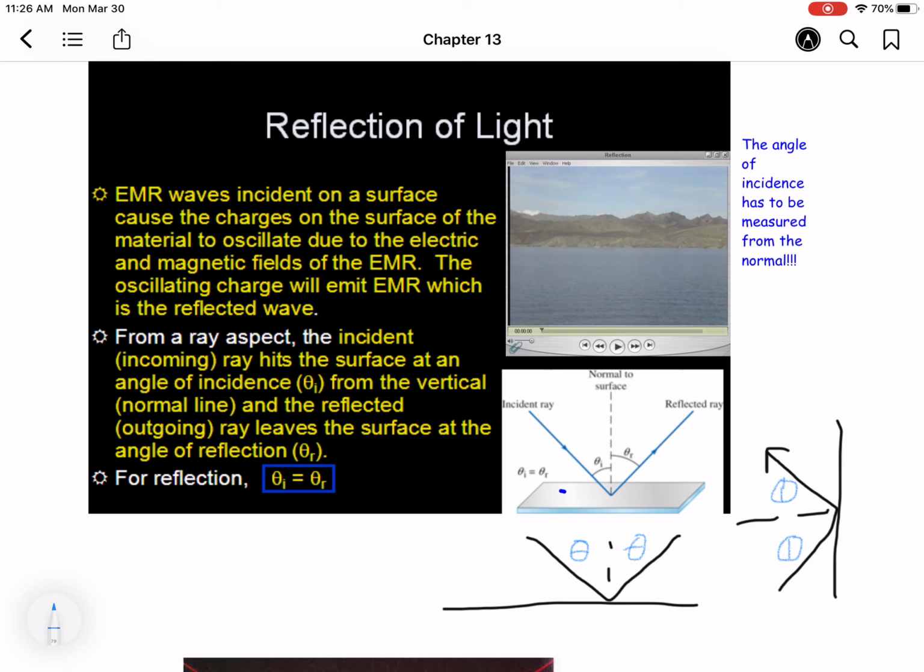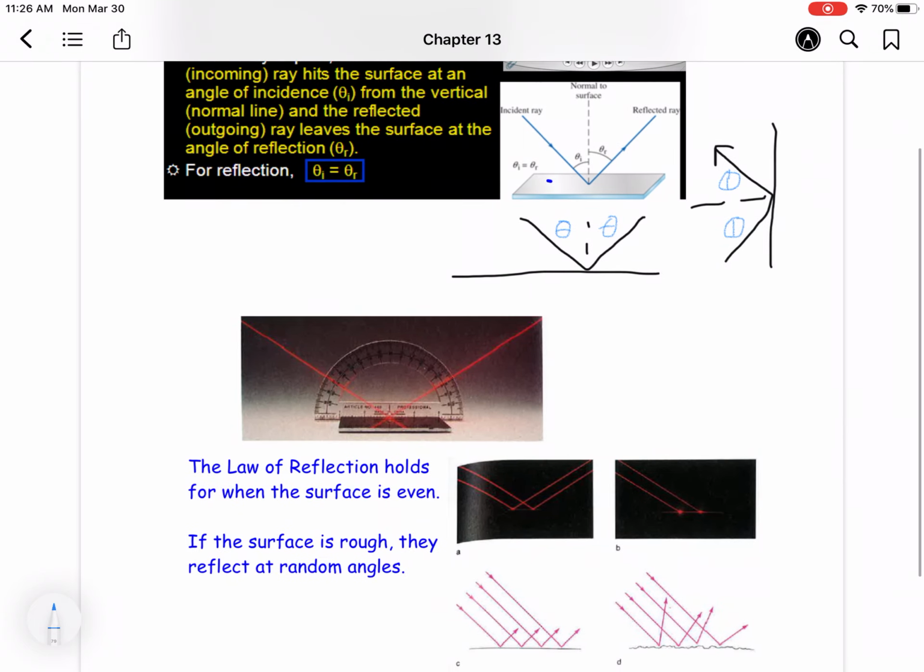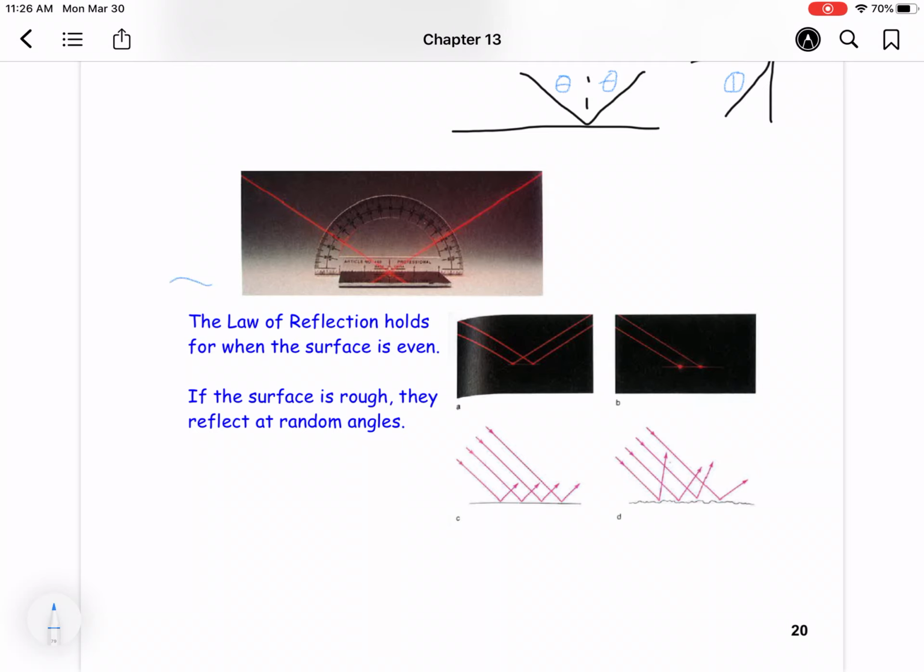So the normal is basically perpendicular to the surface. It has this idea of normal force, right? Normal force is perpendicular to the surface as well. So the normal line is perpendicular to the surface. All right, so that's the law of reflection. All right, it holds true when the surface is even, right?